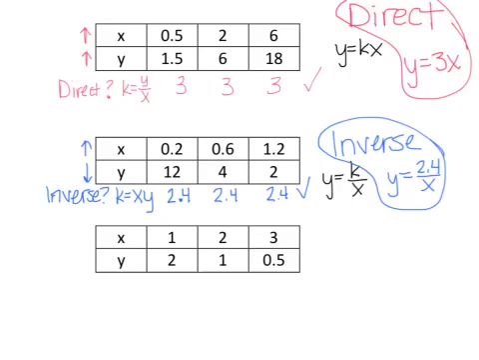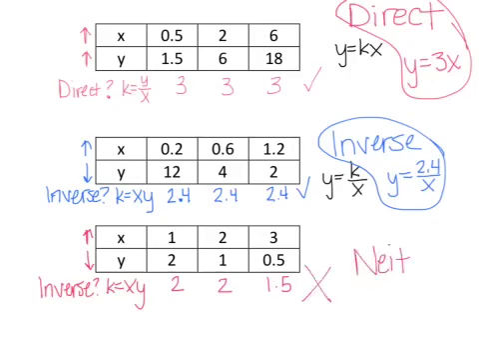All right, last one. What happens with x and y? We have a possibility of inverse, and k equals xy. So what's 1 times 2? 2 times 1. And 3 times 0.5? 1.5. So is this a variation? No. So your answer is neither, or no variation.